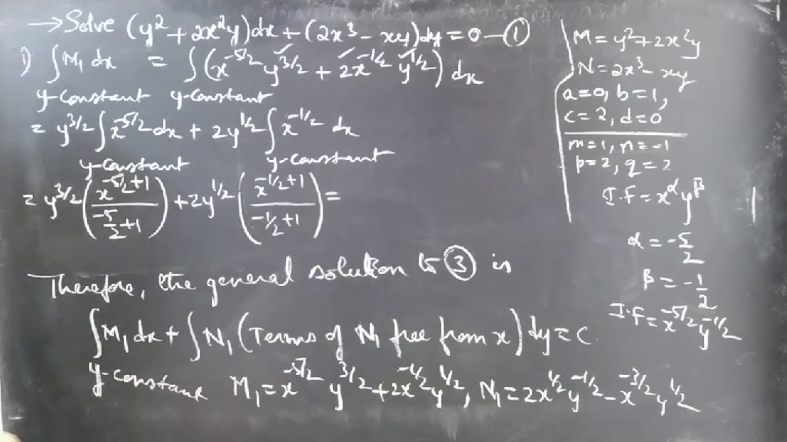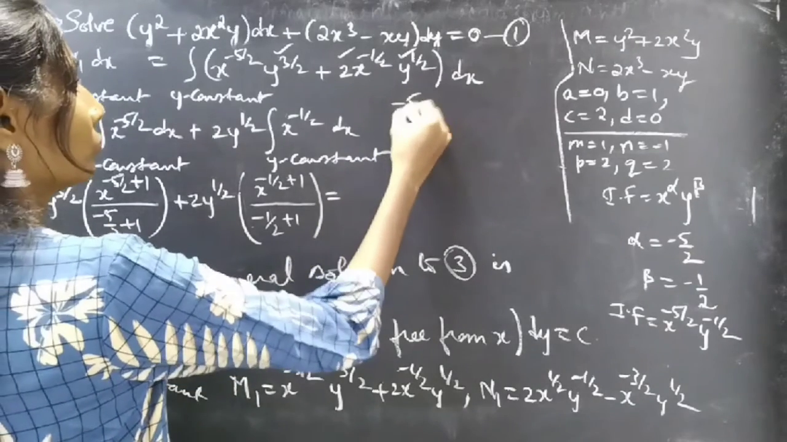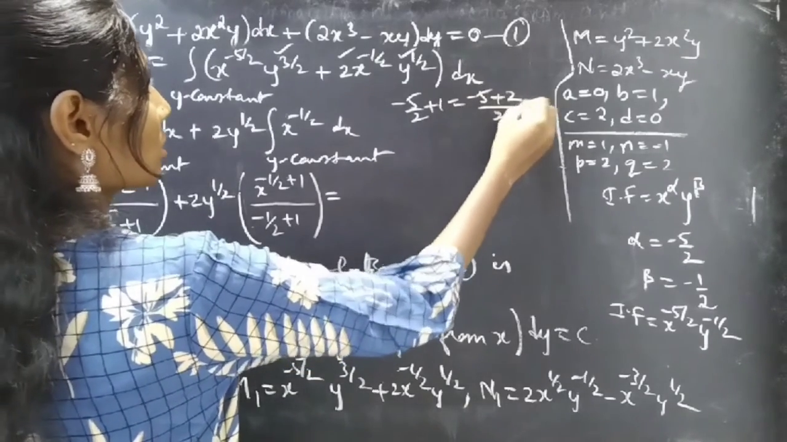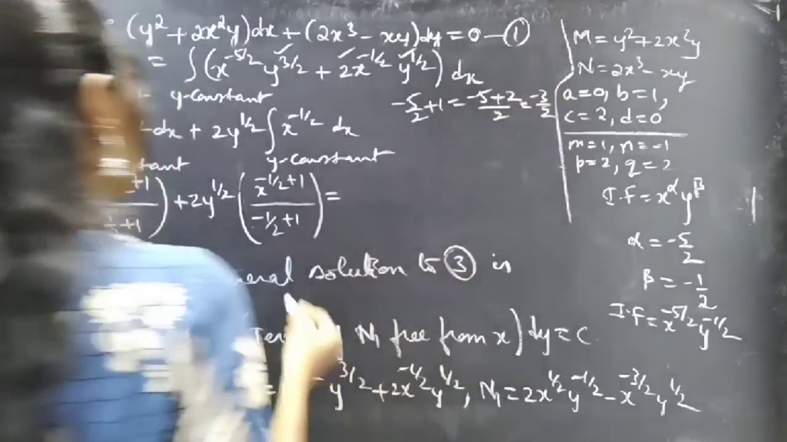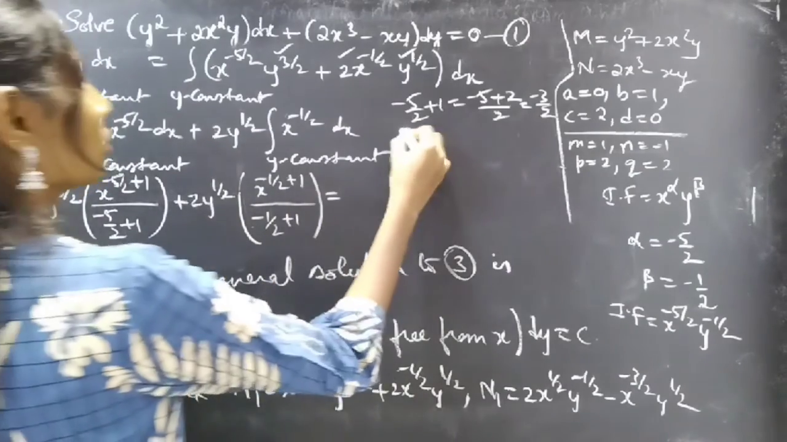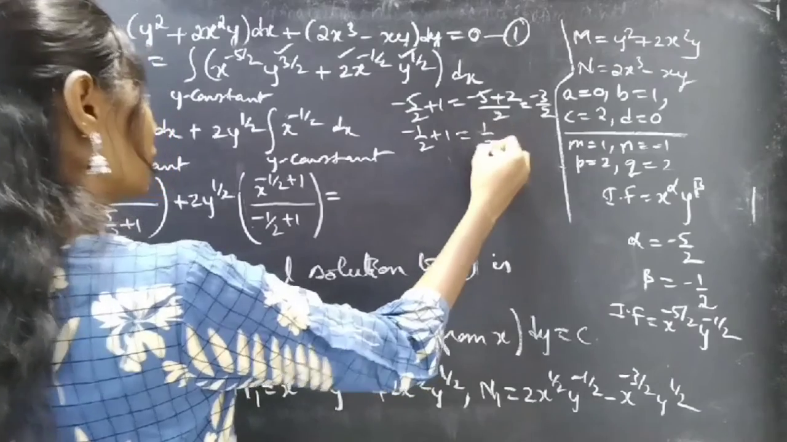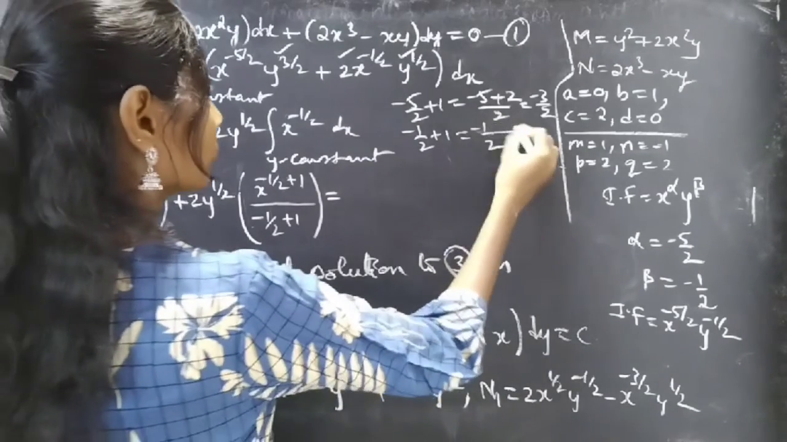This gives us minus 5 by 2 plus 1, which is minus 5 plus 2 by 2, equals minus 3 by 2. And minus 1 by 2 plus 1, that is 1 minus half, is half, right?